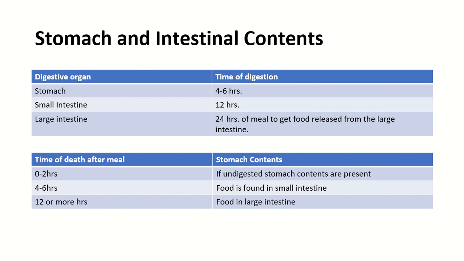Now the stomach and intestinal contents also give an indication about the time of death. The stomach has a digestion time of 4 to 6 hours, small intestine 12 hours and large intestine 24 hours. If the time of death after a meal is 0 to 2 hours, undigested food is present in the stomach. If it is 4 to 6 hours, food will be present in the small intestine. If it is 12 or more hours, food will be present in the large intestine.